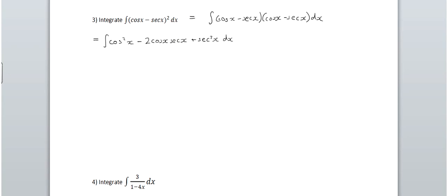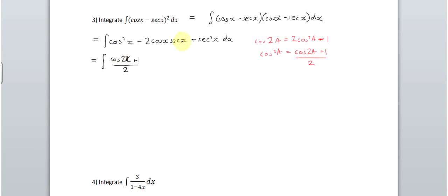Now, to do the cos squared x, we need to use a double angle formula. In particular, cos of 2a is equal to 2 cos squared a minus 1, which of course means that cos squared a is equal to cos of 2a plus 1 all divided by 2. So that's what we're going to substitute back here. So we've got the integral of cos 2x plus 1 all over 2.